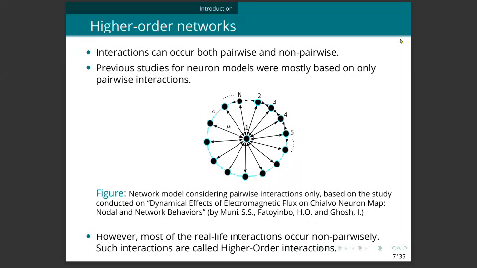In the case of neural networks also, we can see both pairwise and non-pairwise interaction. Previously, many models were studied for neural networks, and most of these models are based only on pairwise interaction. The below figure shows a neural network model studied by considering pairwise interaction only. However, most real life interactions occur through non-pairwise interaction, so it is very important in real life situations. And these non-pairwise interactions are called higher order interactions.